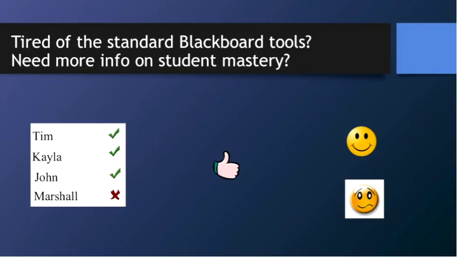Basically, the whole purpose of this is to move beyond just the green check, red X, or the thumbs up, or the smiley face emojis, so that we can get a little bit more information about our students' understanding.